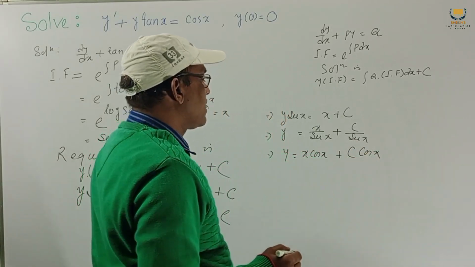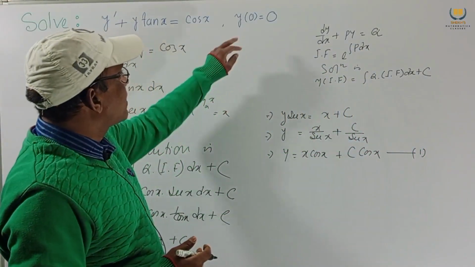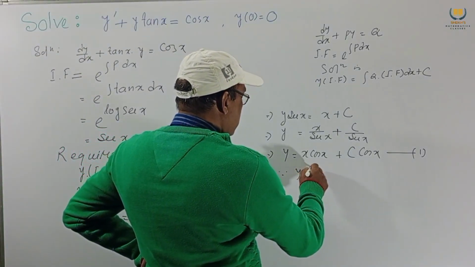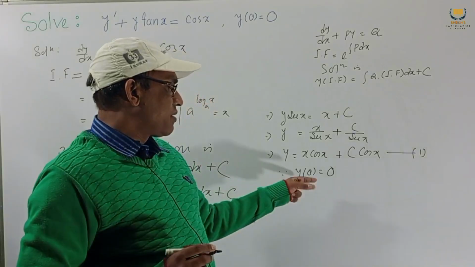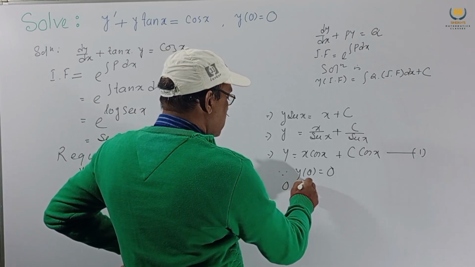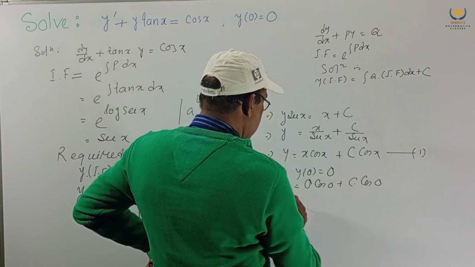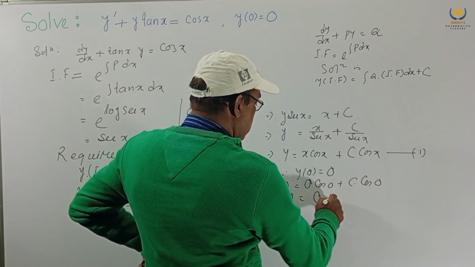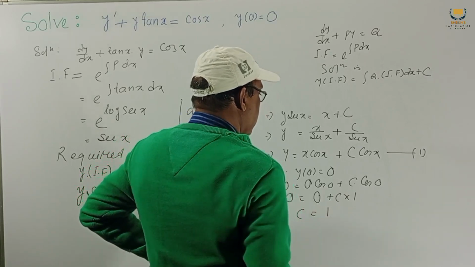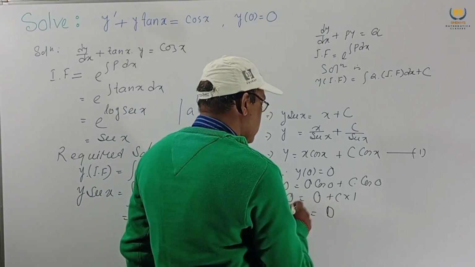We call this equation number 1, which is our solution, but here the initial condition is given, y(0) = 0, which means when x equals 0, y is also 0. So putting 0 for x and y: 0 = 0 times cos 0 plus c into cos 0, this is 0, c into 1, which implies c equals 0.